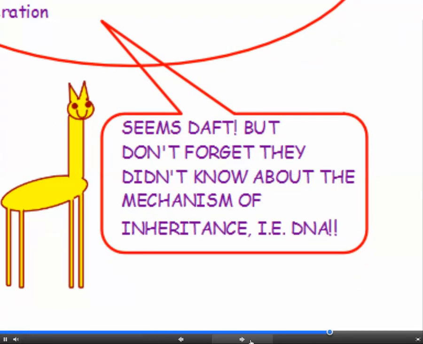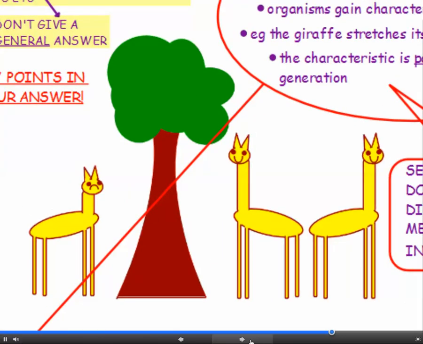It does seem very daft to us now, but don't forget, at that time they didn't know about the mechanism of inheritance. They didn't know about DNA and genes. Sad giraffes, happy giraffes.